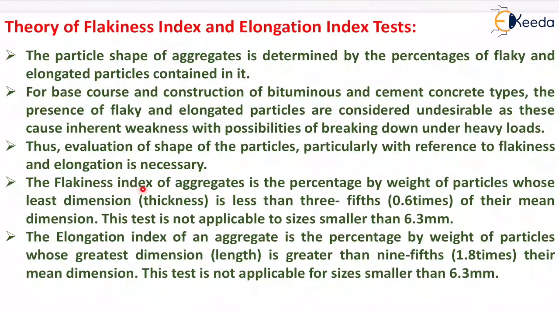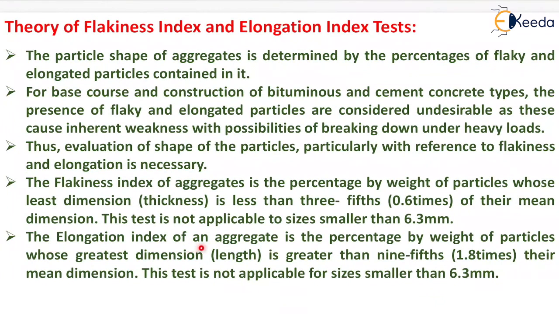The flakiness index of aggregate is the percentage by weight of particles whose least dimension, that is thickness, is less than 3/5 or 0.6 times their mean dimension. This data is very important from the examination point of view. The test is not applicable to sizes smaller than 6.3 mm.